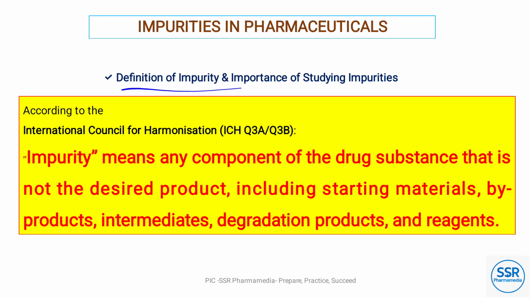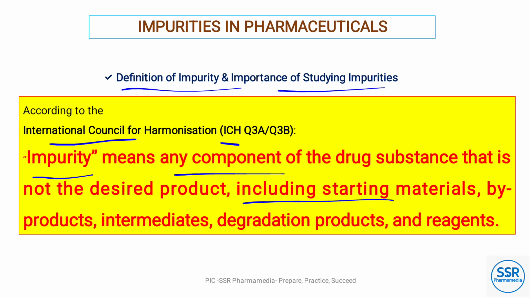So first we will see the definitions of impurities and the importance of studying impurities. According to the International Council for Harmonization, that is ICH, the ICH guidelines Q3A and Q3B say impurities means any component of the drug substance that is not the desired product, including starting materials, byproducts, intermediates, degradation products and reagents.